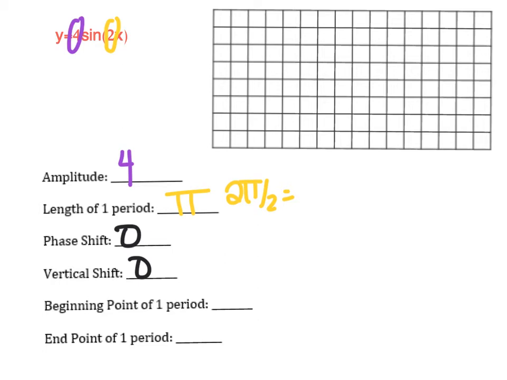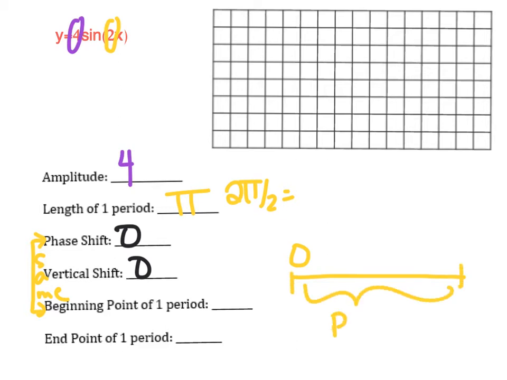So your phase shift and your beginning point are always going to be the same. So wherever your phase shift is, that's where your graph is going to start. And then you're going to add to it the period. And in this case, your period is pi. So if I do 0 plus pi, my graph will end at pi. So we did a basic one. This one's kind of common sense. So you're starting at 0 and you're ending at pi.